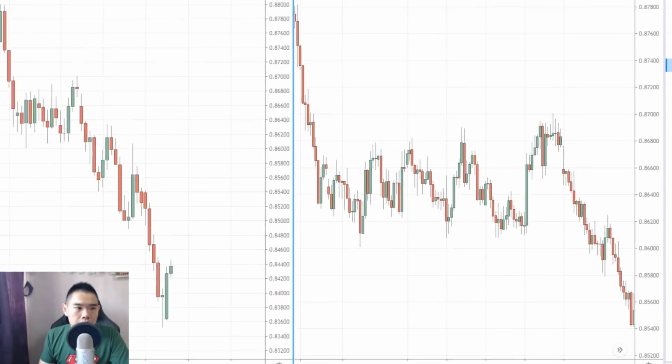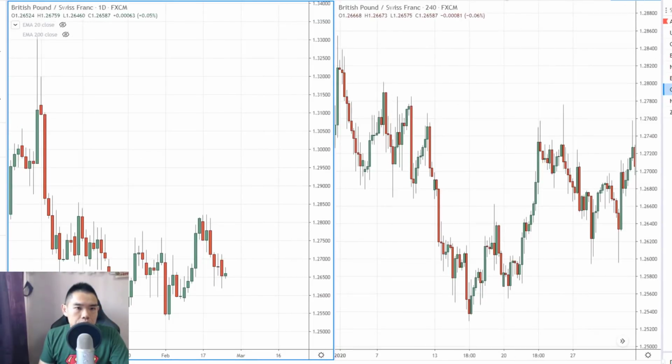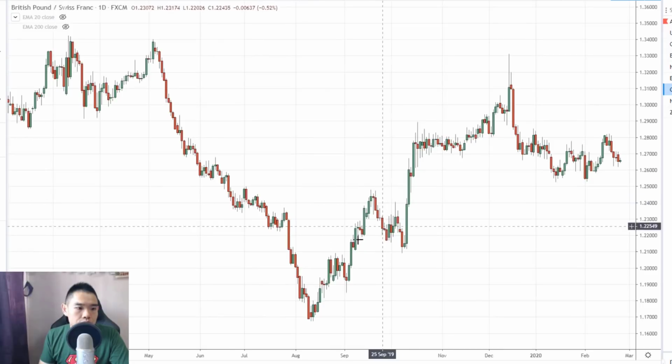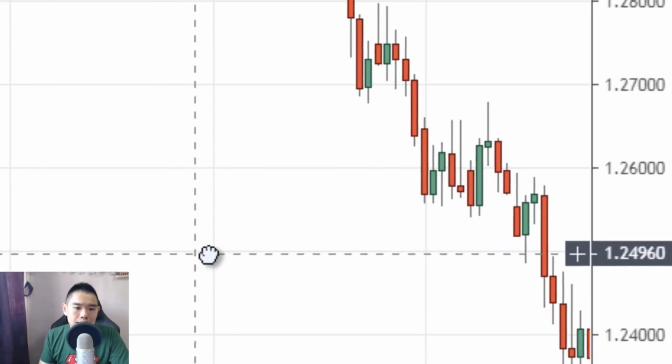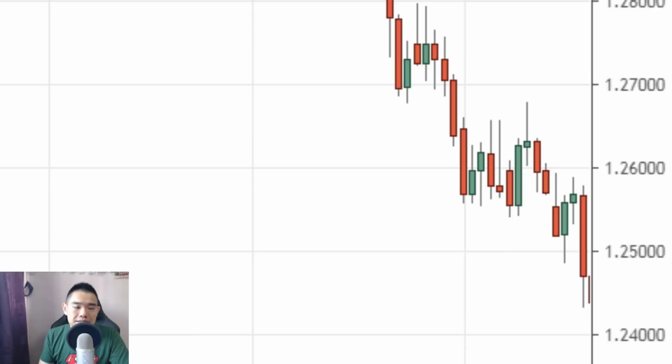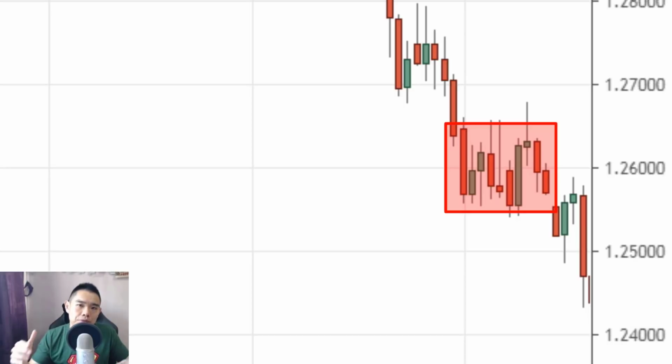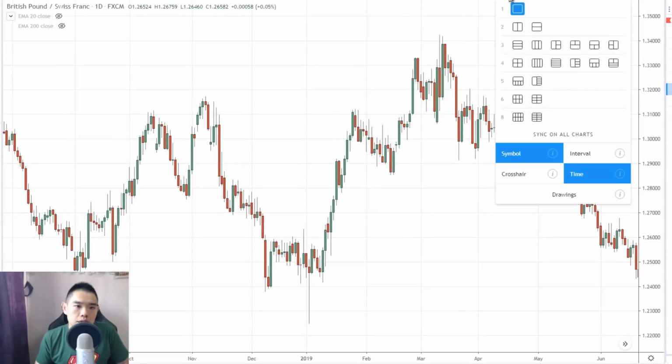Another example, pound against the Swiss franc. Let me just expand the chart. So pound against the Swiss franc, you can see that again, similar things happening. Over here, there is this tight build-up. How do you actually enter the breakout before the breakout? Again, using the same technique that I've shared: use multiple time frame analysis, split the chart into two.